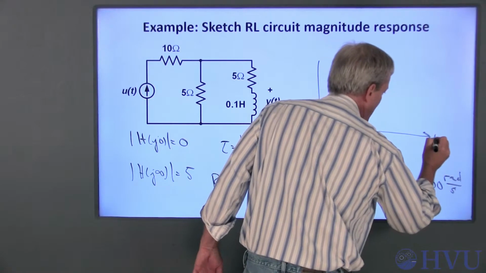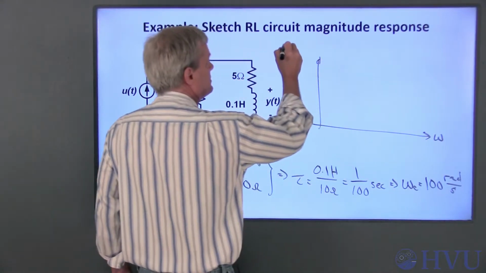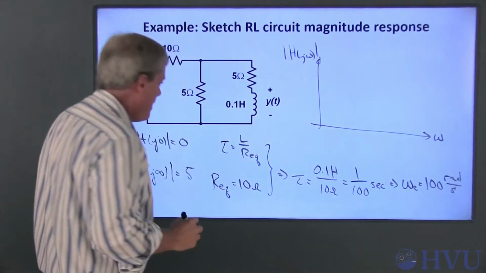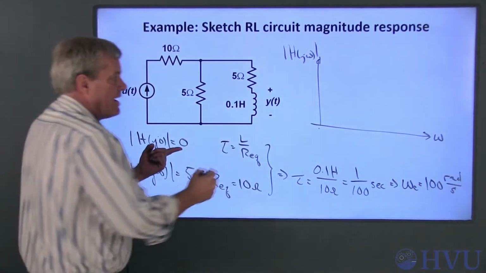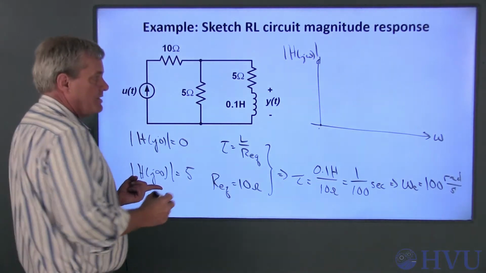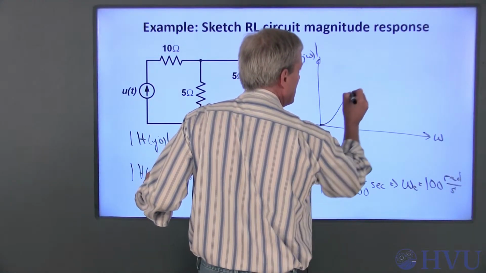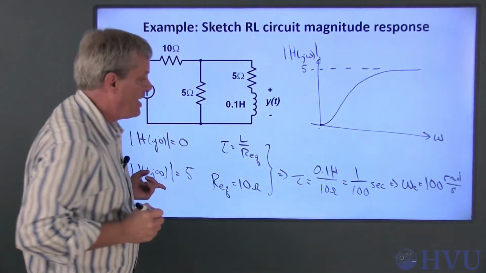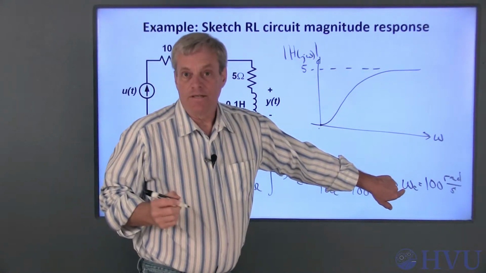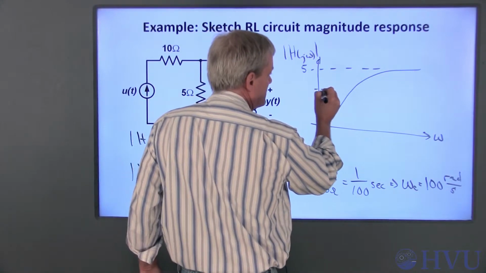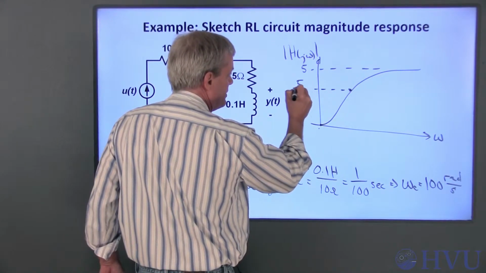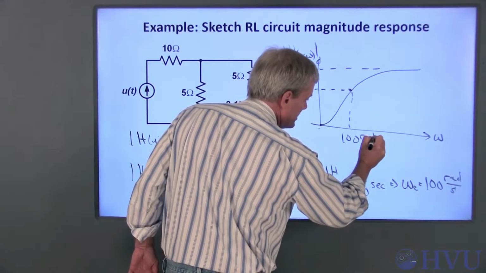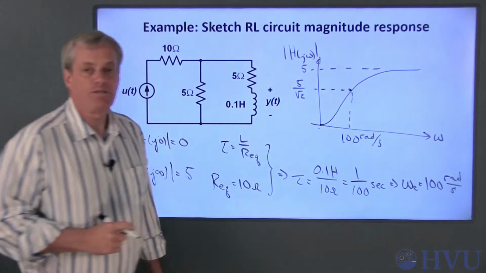The horizontal axis is frequency in radians per second. The vertical axis is magnitude of H of j omega. At 0 frequency, the magnitude response is 0. It increases to 5, so it probably looks something like that, with 5 being the maximum value. The corner frequency is where the magnitude response is its maximum value over root 2. So here at 5 over square root of 2, the frequency is 100 radians per second. And there's our sketch.